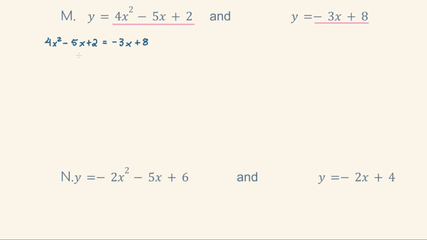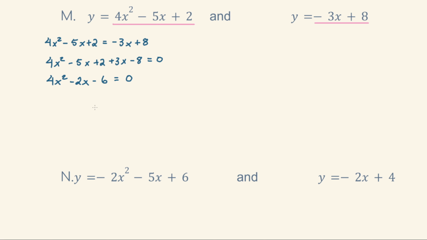Now we're going to bring everything to one side again, so that one side is equal to 0. So we get 4x squared minus 5x plus 2 plus 3x minus 8 equals 0. Now let's group up some like terms. We've got minus 5x and positive 3x, which comes out to minus 2x. And here we have a plus 2 and a minus 8, which comes out to minus 6, equals 0.